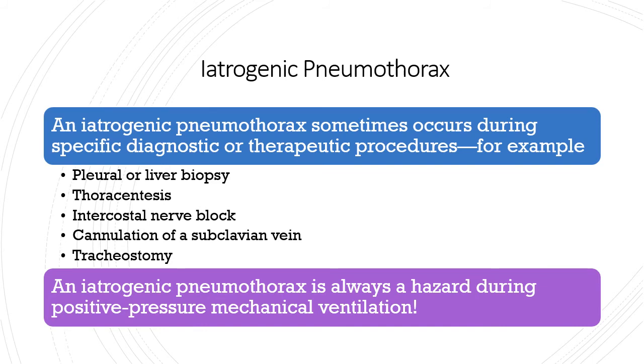Let's talk about iatrogenic pneumothoraxes. An iatrogenic pneumothorax sometimes occurs during a specific diagnostic or therapeutic procedure in a hospital. That means something that we did as healthcare providers caused the pneumothorax. For example, a pleural or liver biopsy, thoracentesis, intercostal nerve block, cannulation of a subclavian vein, or a tracheostomy. An iatrogenic pneumothorax is always a hazard during positive pressure ventilation.